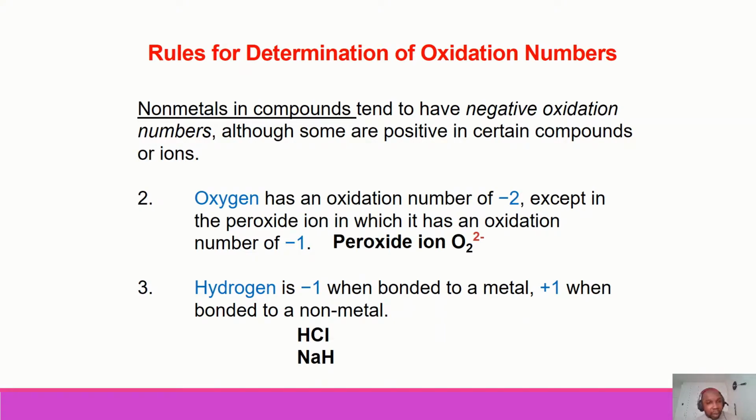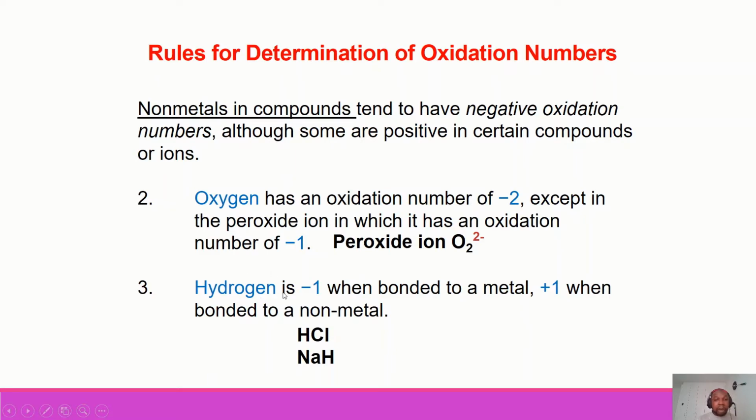So there are some other rules. Non-metals in a compound tend to have a negative oxidation number. If you check the periodic table, the atoms that do have a negative oxidation number tend to be towards the non-metal side. So for example, oxygen is a non-metal and it has an oxidation number of -2. But as an exception, in the peroxide ion, it has an oxidation number of -1. So those are some of the exceptions that we have to this rule.